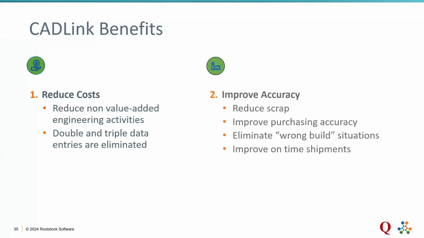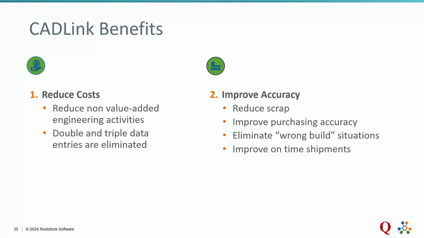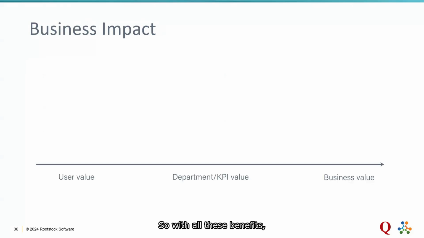And secondly, another major benefit for CADLink is we're improving the accuracy in your data, BOMs, items, and not only in Rootstock, but also in your PDM, CAD, or PLM system. So this in effect will reduce the amount of material and part scrap, improve purchasing accuracy as they now have more accurate data to work with, eliminate wrong build situations, and also improve on-time shipments for your customers, and overall improve your company's productivity. So with all these benefits, what does that mean for your business and company?